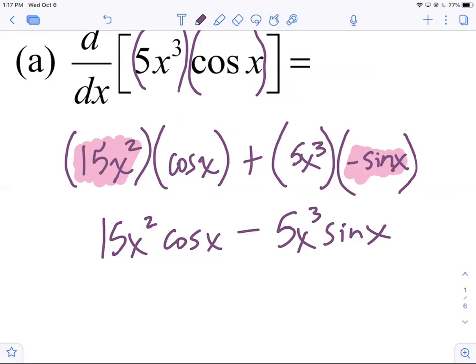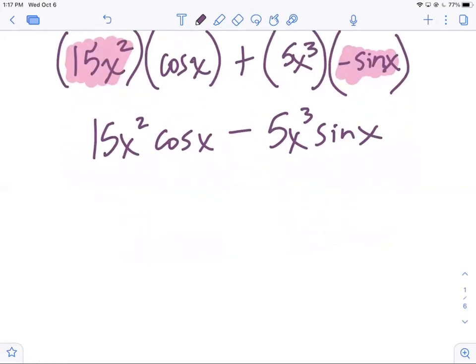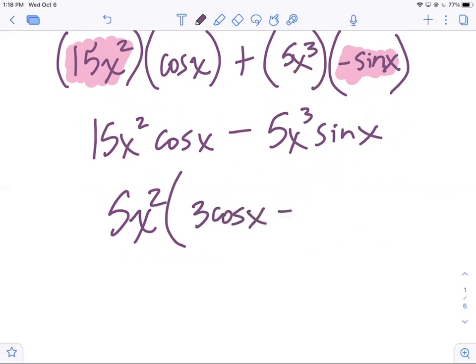Yeah, let's go ahead and factor it, just for kicks. What's the GCF, the greatest common factor? 5x squared. Yeah. And we factor it out, and we're left with 3 cosine of x minus x sine of x.